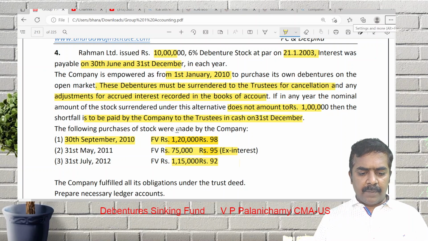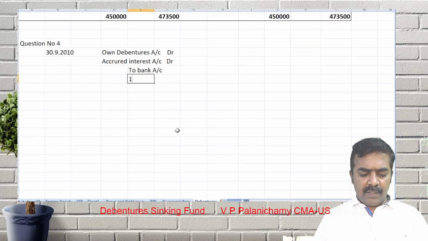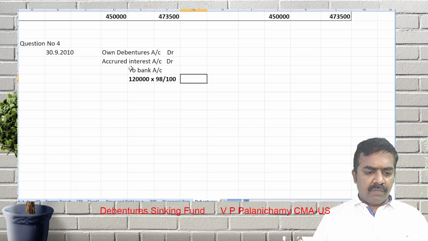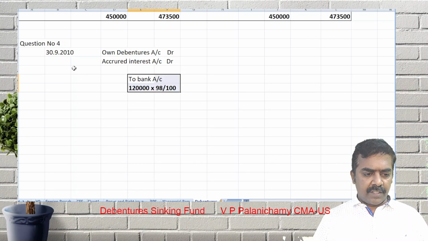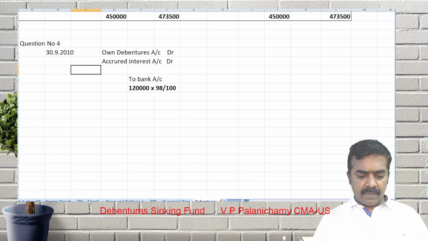To bank account எவ்வளவு pay பண்ணணும்? Face value 1,28,000 into 98, for every 100 rupees அர்த்தம். 98 னா 98 for every 100 rupees அர்த்தம். Plus interest pay பண்ணணும். What will be the accrued interest? எவ்வளவு months accrued interest pay பண்ணணும்? 6 months. எப்படி 6 months.